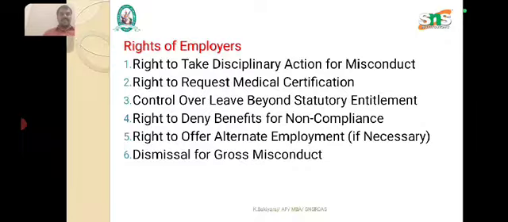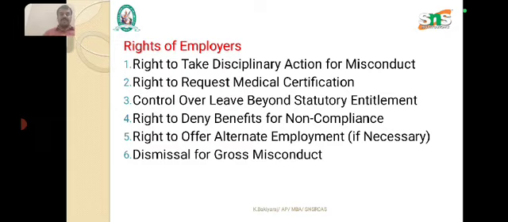Right number 2 is the right to request medical certification. Every employer has the right to request a medical certificate from people who are eligible to apply for medical leave. Right number 3 is control over leave beyond the statutory entitlement. Every employer has the right to set limits on those who avail leave beyond the limit, which would not be entitled without a valid reason.